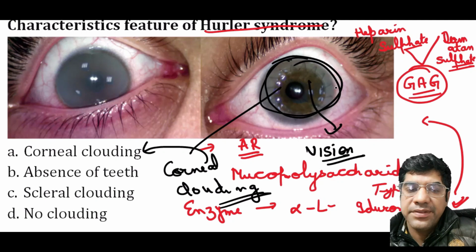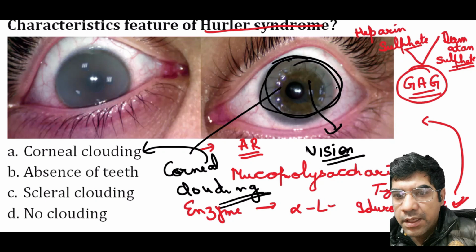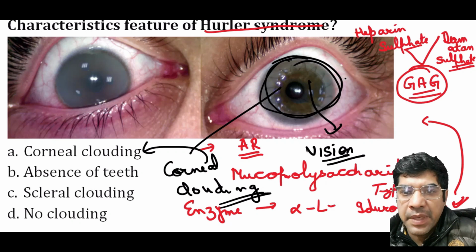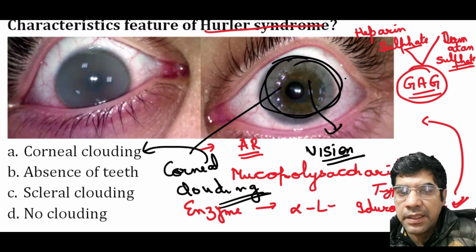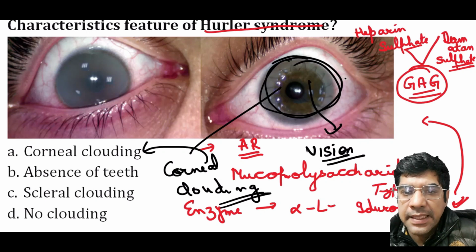Apart from that, you can see cognitive impairment. Intellectual disability is common in individuals with Hurler syndrome. The symptoms become more apparent in early childhood. The progression of disease leads to increased disability and shortened lifespan. Now, how can you diagnose this? Diagnosis is usually based on the clinical features. You can measure the enzyme activity and do genetic testing.